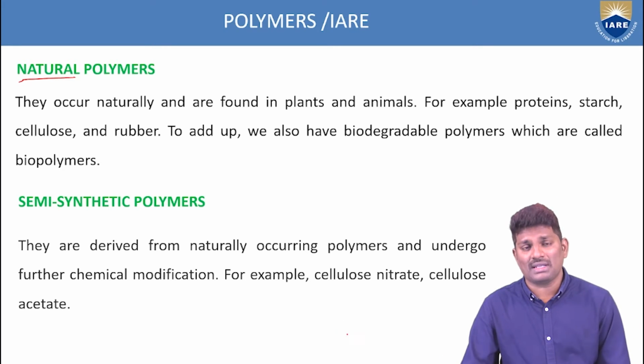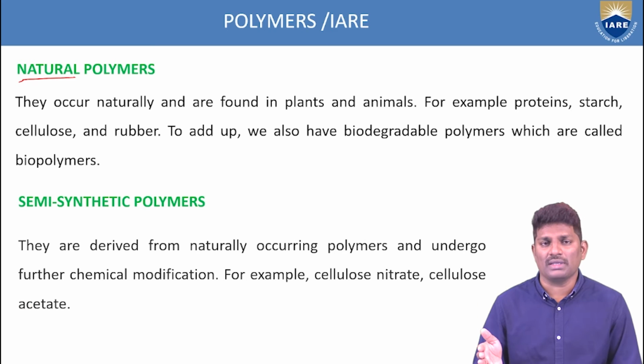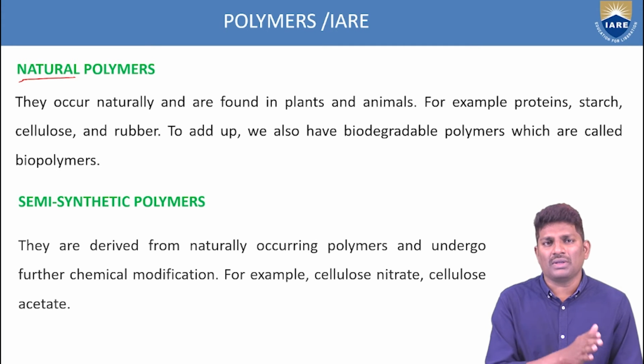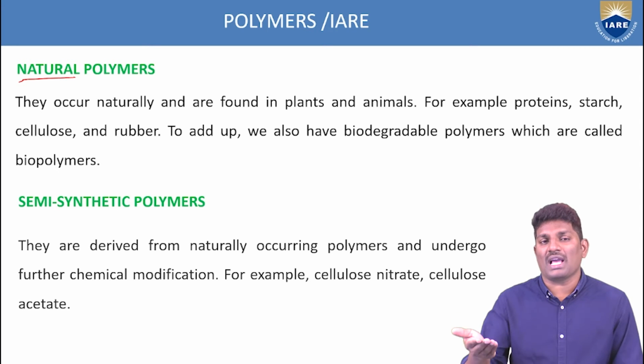And what are the examples here? You have cellulose nitrate, cellulose acetate. The cellulose we get from natural polymers undergoes chemical reactions and chemical modifications. So these are converted from cellulose to cellulose nitrate or cellulose acetate. These are some examples which are modified from the naturally available polymers. So these are all semi-synthetic type of polymers.